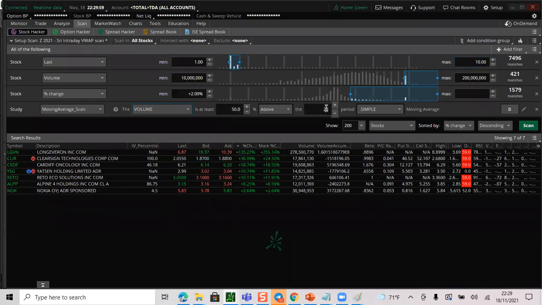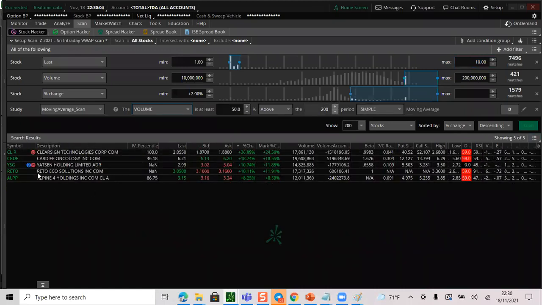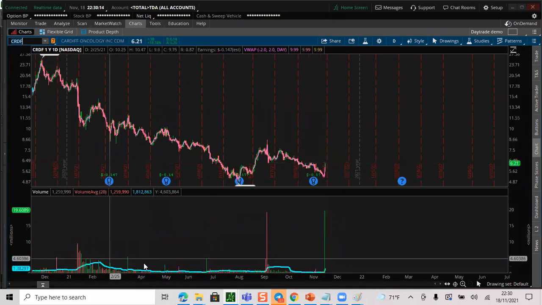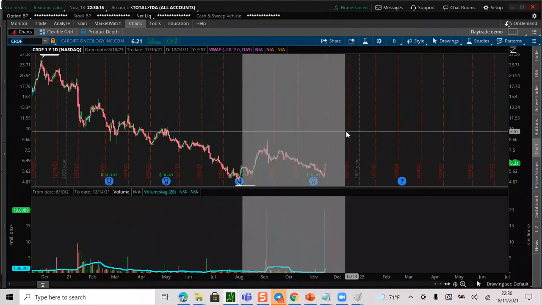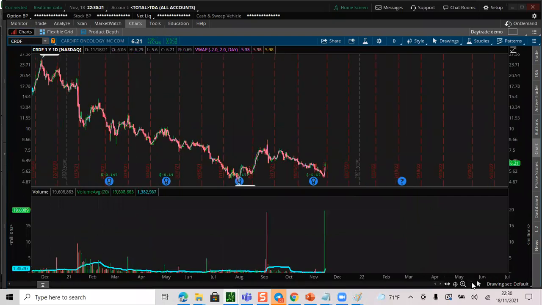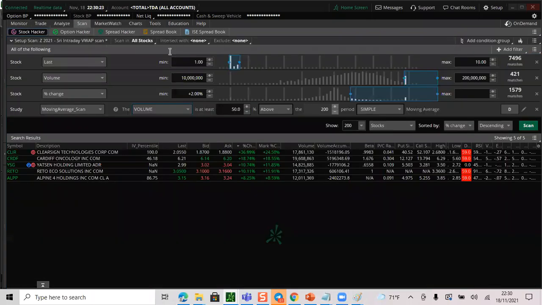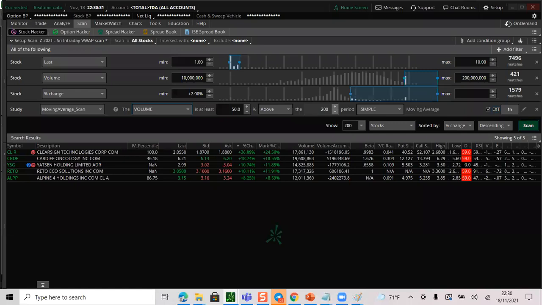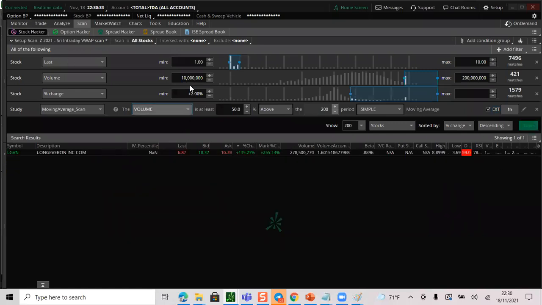You can also do the 200 day. That's also good, especially for penny stocks. Let's say you see the CRDF. You can see from the last 200 days, the stock is getting bought back. Okay, so you can also do it for, let's say, the last 1 hour, last 20 hours. You can see that too, especially for stocks.